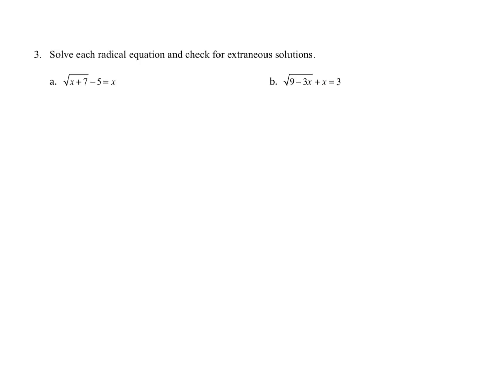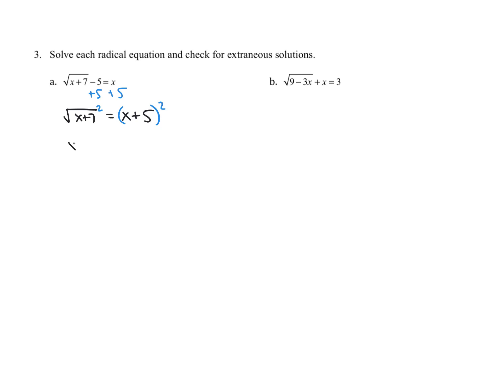These next examples have an x on the outside, which makes it a little more complicated. But we're still going to solve this by getting the radical by itself first. So I'm going to add the 5 to both sides, and I end up with the square root of x plus 7 equals x plus 5. And now to cancel my square root, I'm going to square both sides.